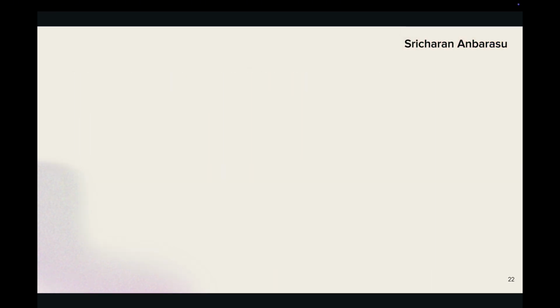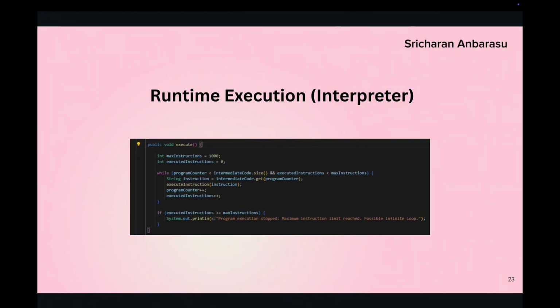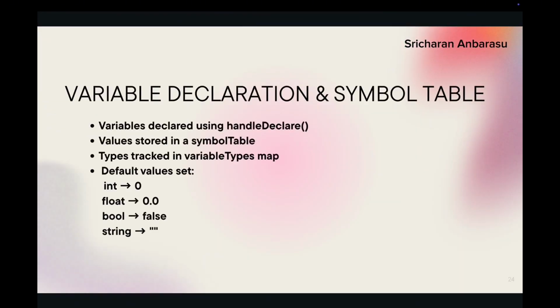When executing a Dexterity program, the runtime environment processes each instruction by popping operands from the stack, performing the required operation, and pushing results back. For example, in arithmetic operations like addition, the interpreter pops two values, adds them together, and pushes the result back onto the stack. One safety feature we've implemented is an instruction limit that halts execution after 1,000 instructions, preventing infinite loops from consuming system resources. This makes Dexterity ideal for educational environments.